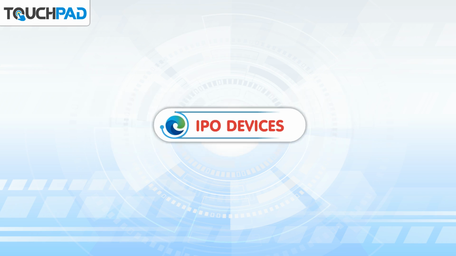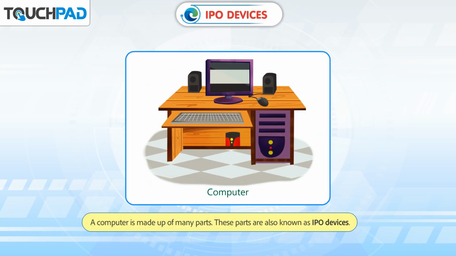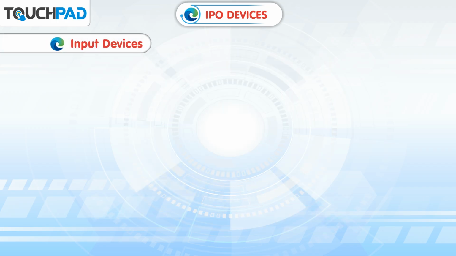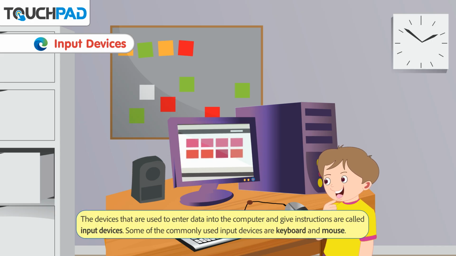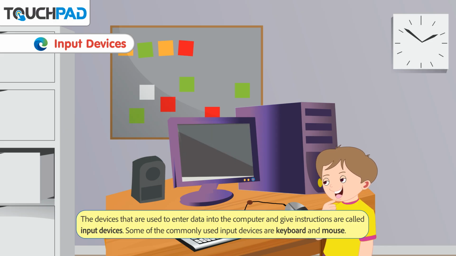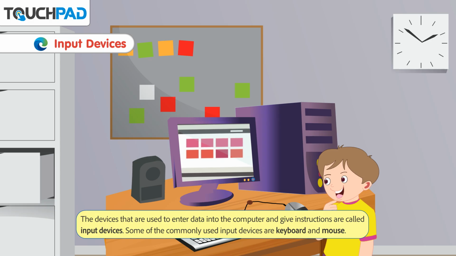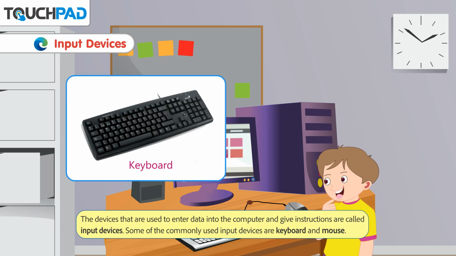IPO devices. A computer is made up of many parts. These parts are also known as IPO devices. Input device. The devices that are used to enter data into the computer and give instructions are called input devices. Some of the commonly used input devices are keyboard and mouse.